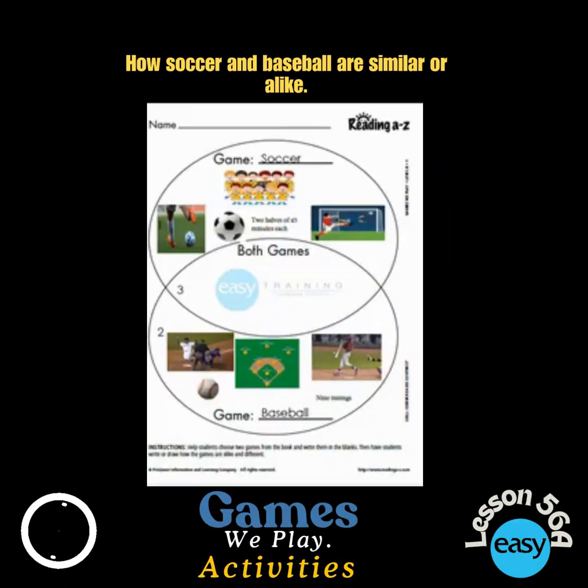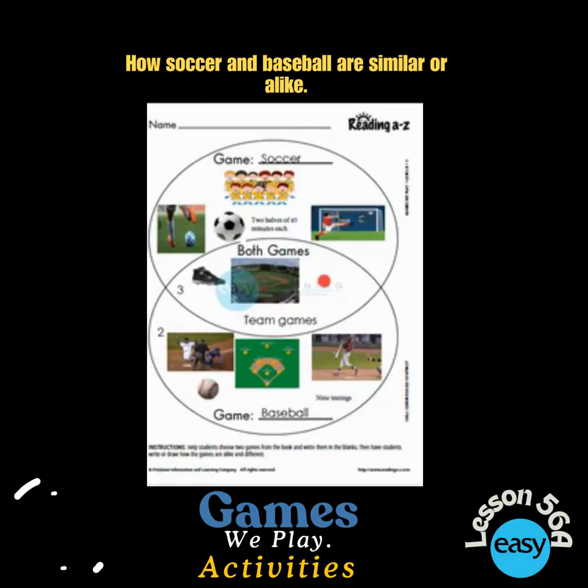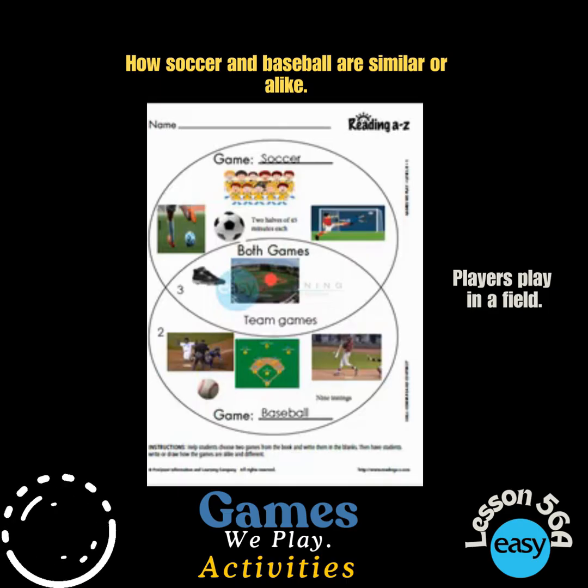Next, we are going to be talking about how both games, soccer and baseball, are similar, are alike. Let's do it. Here in the overlapping section of the diagram, section number 3, we can see how both games, that is soccer and baseball, are alike. How soccer and baseball are similar. First, we can see that players play in a field. One is the baseball field and the other one is the soccer field.